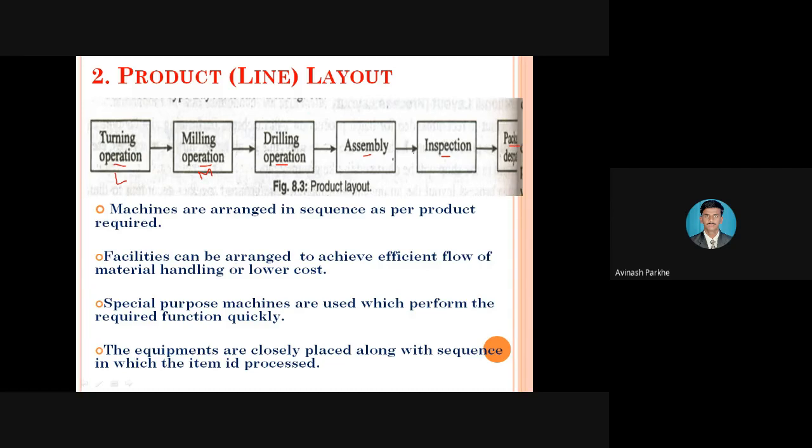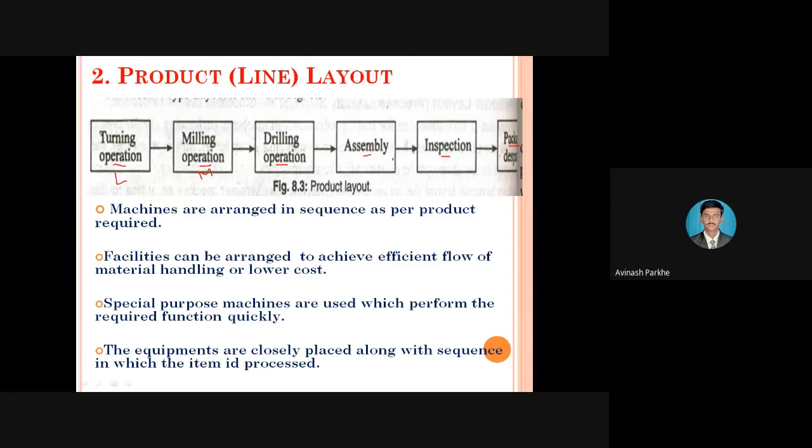Then another important advantage is easy and accurate scheduling of the material. That means here we have already finalized which types of products I have to manufacture. And if I have to manufacture that particular product, what is my sequence of operations?